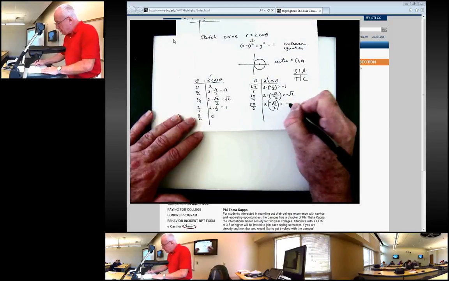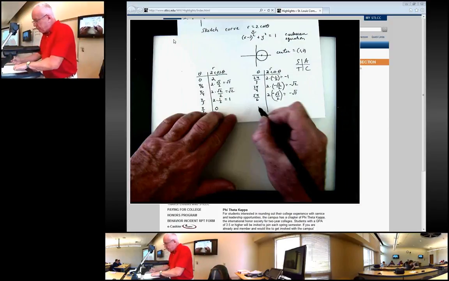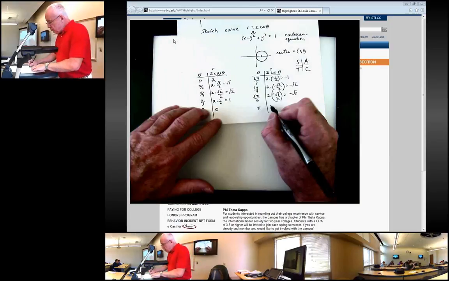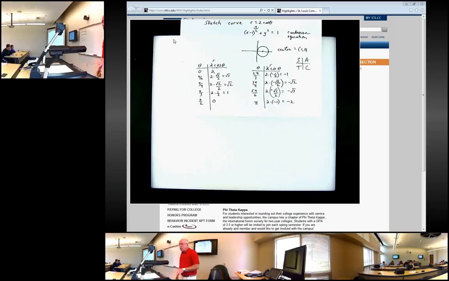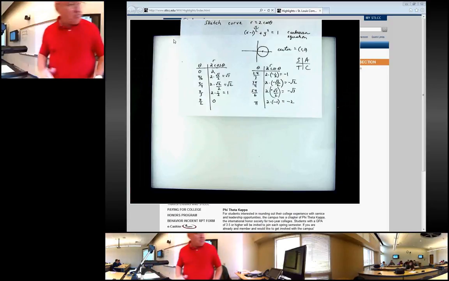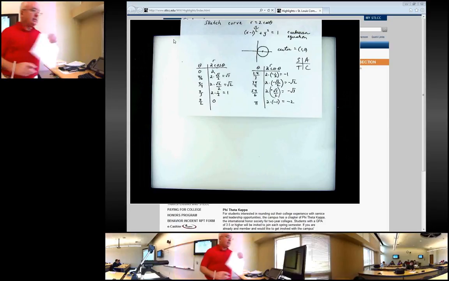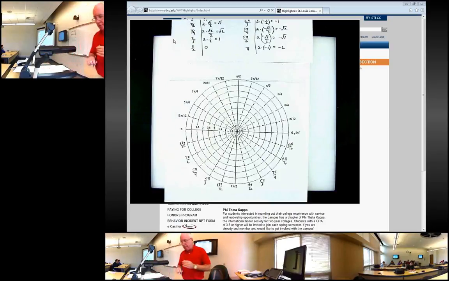So we get a negative square root of 3. And then finally, let's just look at pi. The cosine of pi is negative 1, so it's 2 times negative 1, which is negative 2. All right, so we have a whole bunch of points here, and probably an overabundance of points, we should be able to graph this thing.